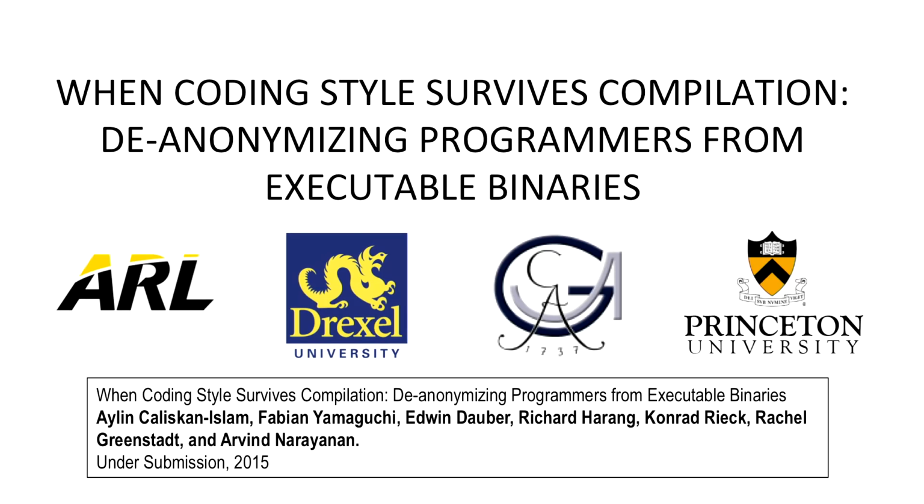So now I'm going to talk about the second part of this talk. And what happens when you compile code and you try to de-anonymize programmers from their executable binaries? And this is the paper that just went public today. If you want, you can look at it on my website.